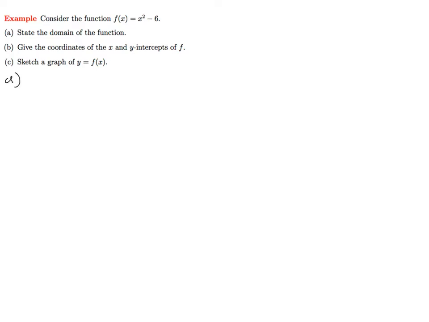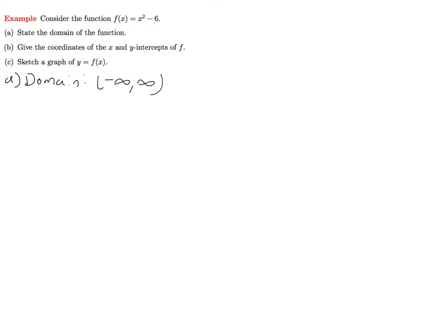So the domain of this function is going to be all of the x values that we could possibly plug into the function and evaluate and get us a defined output. And no matter what value I plug in for x, I can square any value of x and then subtract 6 from that value. So there's no bad values of x that will lead to something which is undefined. So the domain in A is all real numbers. So that would be everything from minus infinity to positive infinity.